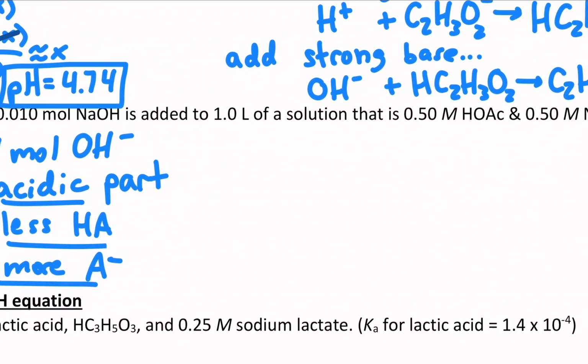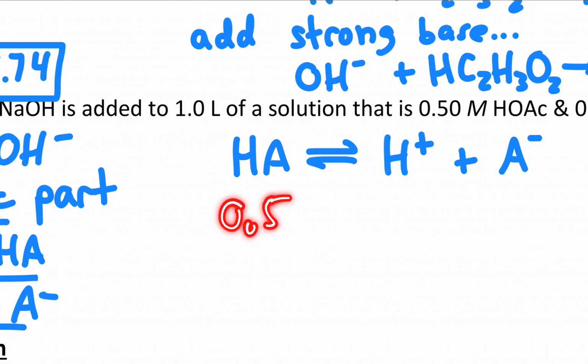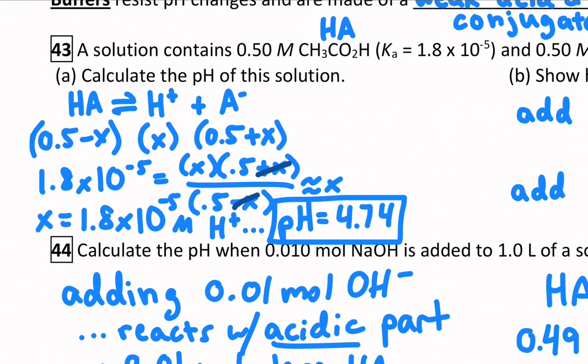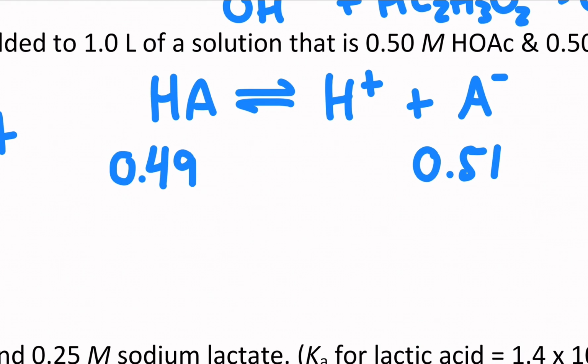So our new starting point, if we write the equilibrium, HA equilibrium H plus, A minus. Originally, we had 0.5 and 0.5 of each of these things, but now I have only 0.49 of the acid and 0.51. We have a little bit less of the acidic part and a little bit more of the basic part, but I'm going to solve for the pH the same way we did in the very first problem, now knowing what this looks like as it equilibrates.